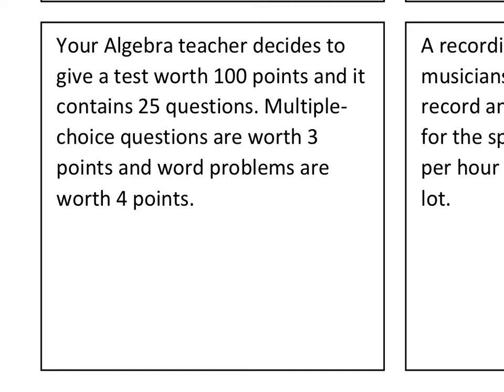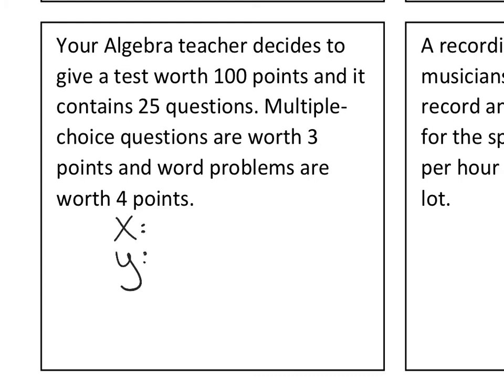This question says, your algebra teacher, that's us, decides to give a test worth 100 points, and it contains 25 questions. Multiple choice questions are worth 3 points, and word problems are worth 4 points. We need to write two equations that represent this information. The first thing we have to do is define our variables. We're going to use X and Y again.